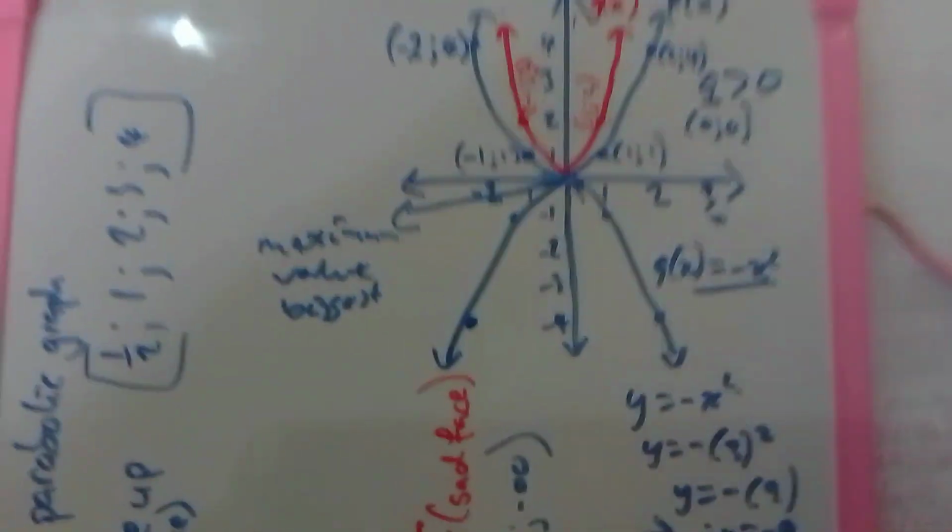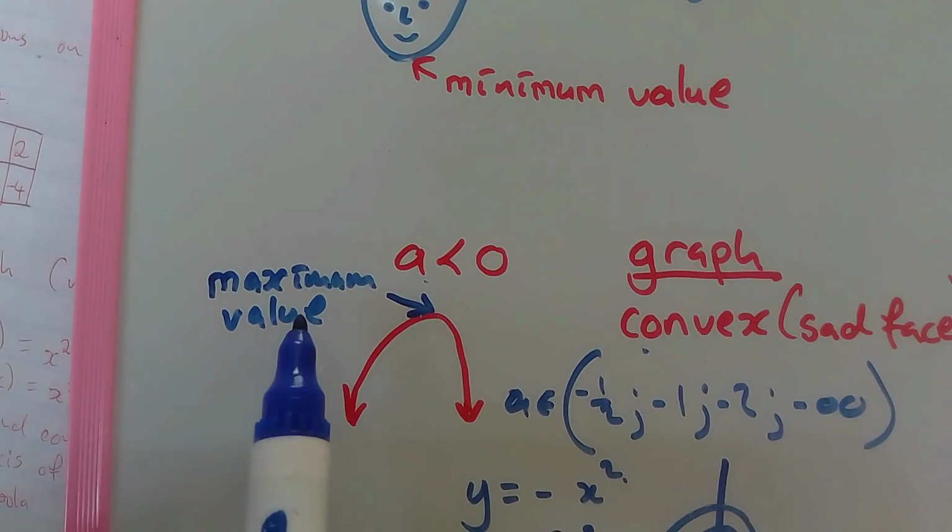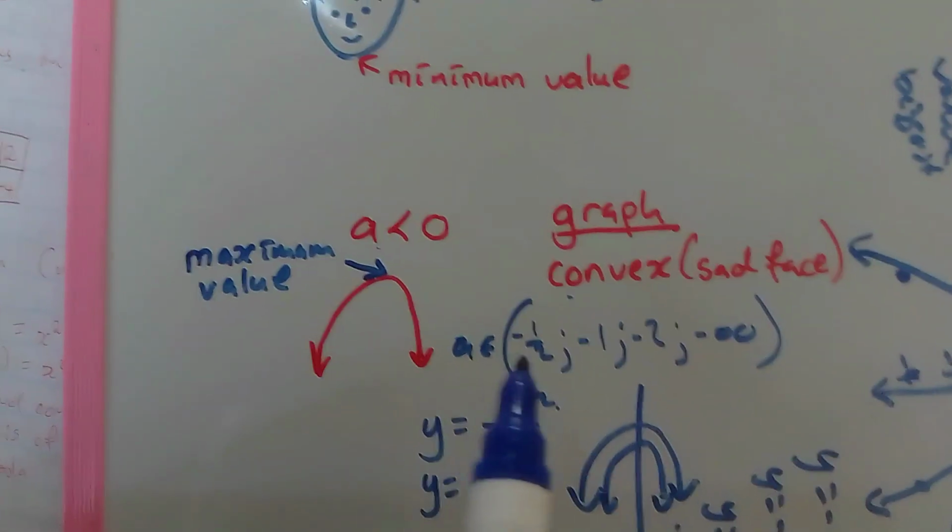So whenever you are having a convex, you must know that you get a maximum value. I hope it makes sense.